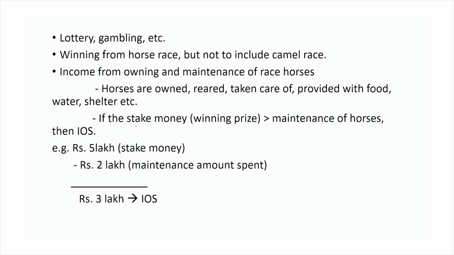So when the horse wins the race, you will also get a share in the money, the prize money that comes through. So that stake, if that stake is greater than your maintenance cost of the horses, then whatever income comes into your hand, that will be treated as income from other sources, right? So let's say for example, you've got 5 lakh rupees as the stake money, right? And you have spent 2 lakh rupees on maintaining those horses. And the resultant difference which is there of 3 lakh rupees, that amount of 3 lakh rupees will get taxed under the head income from other sources.